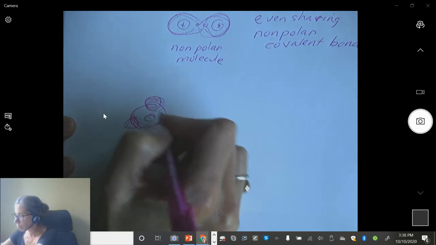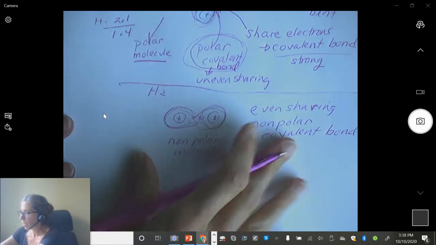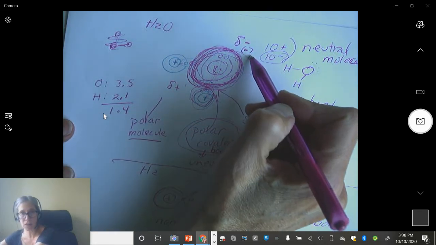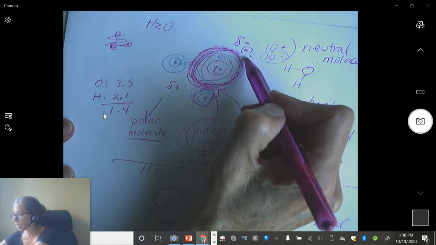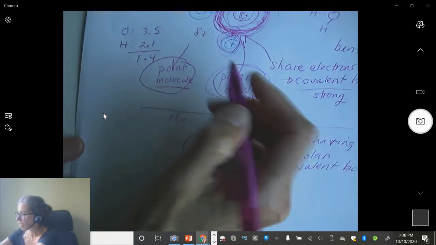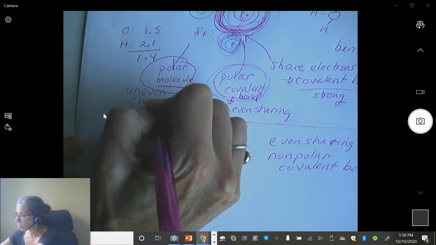If they're all equidistant from each other, even if the bond between them is polar, you wouldn't have a polar molecule. But if you have a bent molecule like this, where one side of the molecule is more negative and one side is more positive, you get a polar molecule. That means you have an uneven charge distribution.